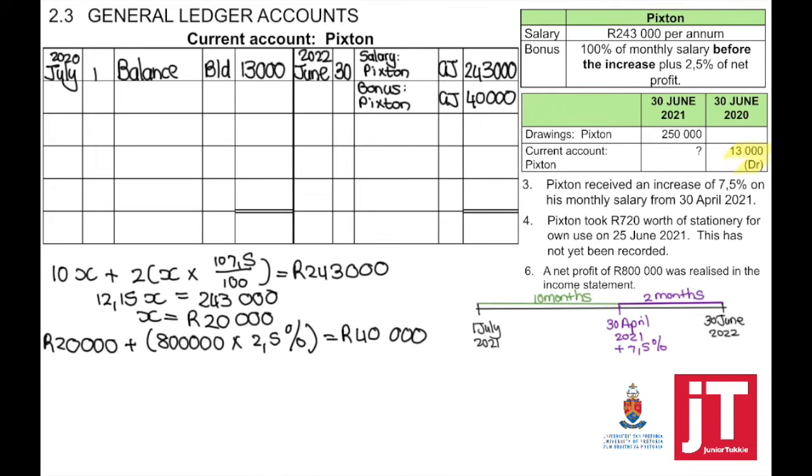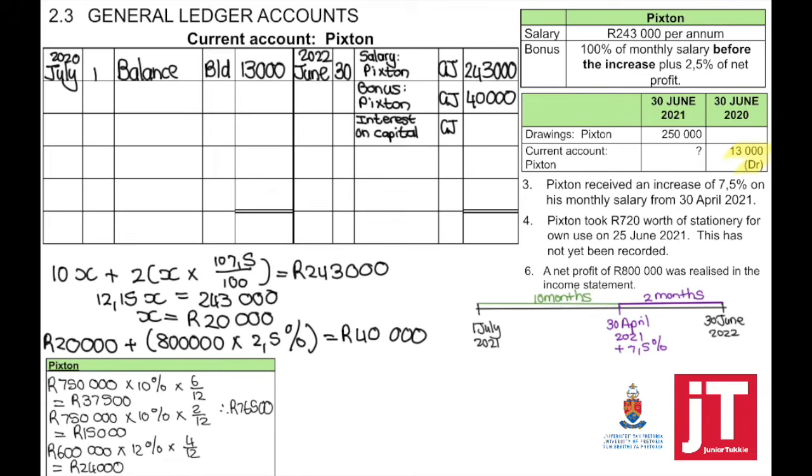So now we can take 20,000, it's his monthly salary before the increase, plus the net profit was 800,000. So we have to times that by 2.5%. So the bonus that Pixton will receive is 40,000. If we look at interest on capital, we've already calculated the interest on capital, 76,500. Now, if we can close off our drawings, what has the partner taken from the business?